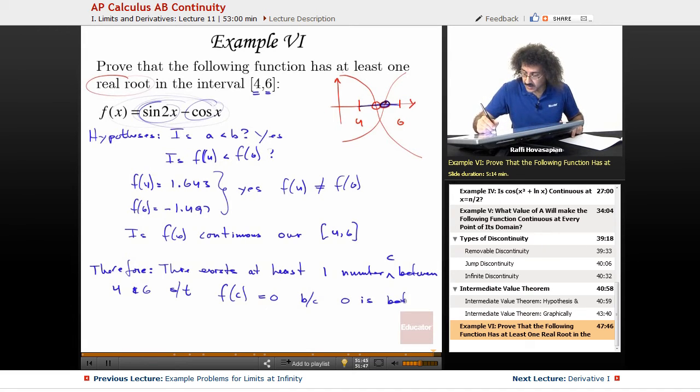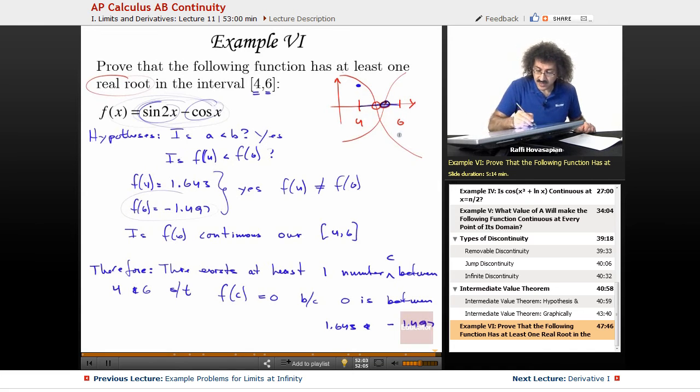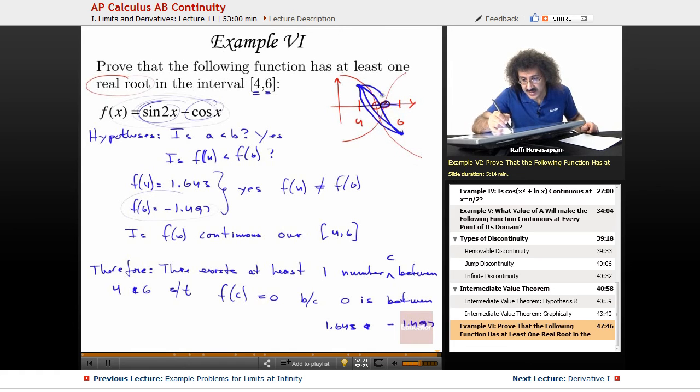Because 0 is between 1.643 and negative 1.497. So f of 4 is 1.643, so let's just put it right there. F of 6 is negative 1.497, so let's just put it right over there. The function is continuous. Because it's continuous, when I'm going from here to here, I cannot lift my pencil. Therefore, somewhere, doesn't matter what trajectory it takes, whatever the function looks like, it has to pass through 0.